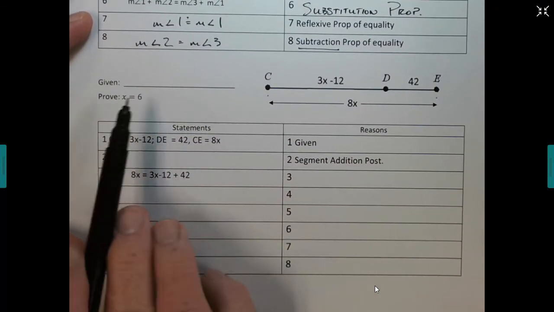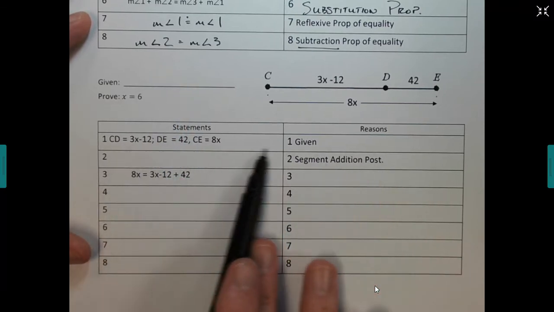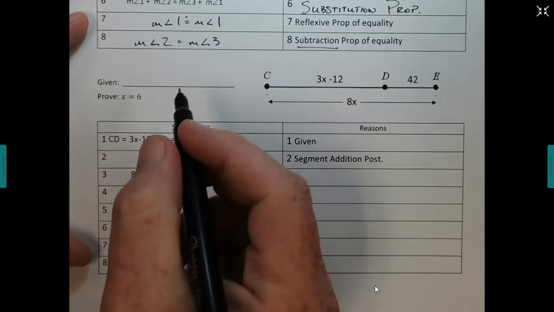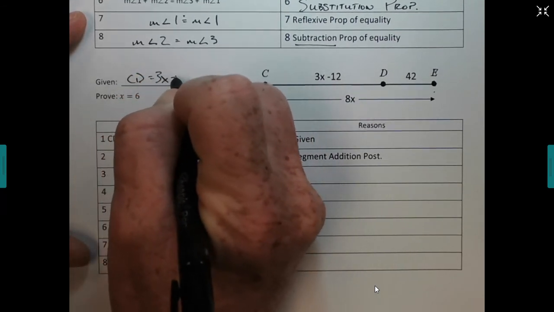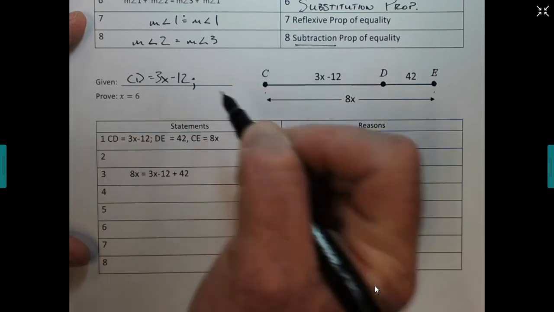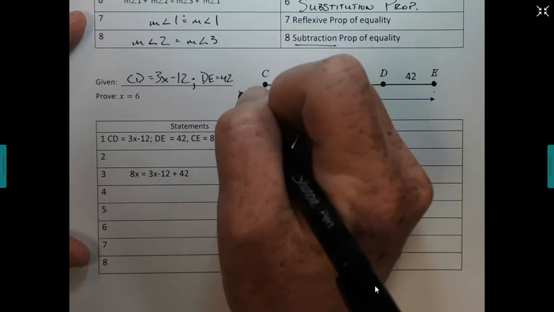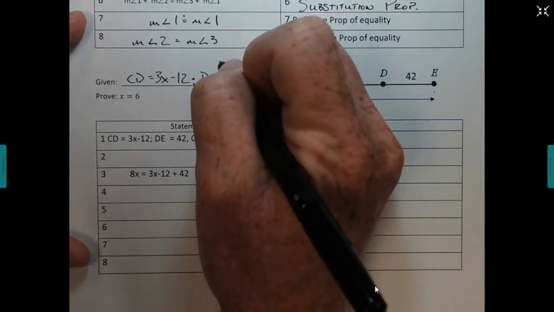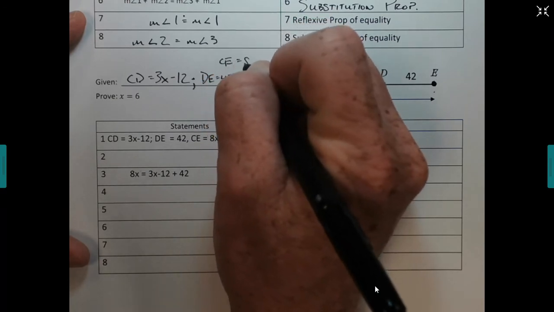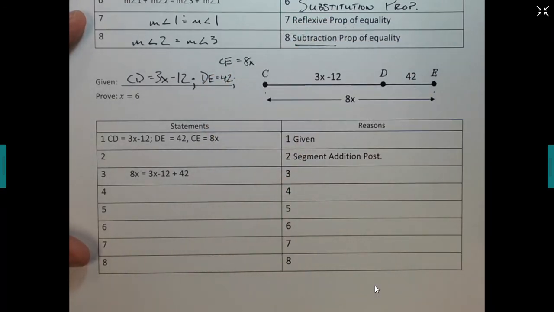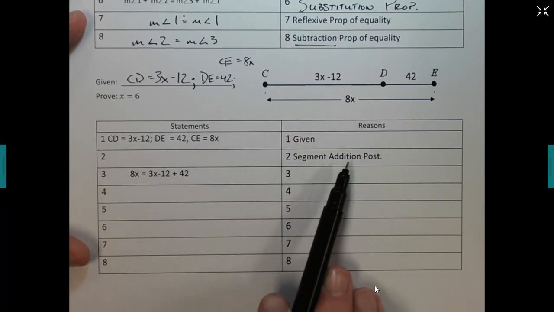All right, left a blank here for the given, just trying to see if you guys understand the structure. Well, here's our given right here. CD equals 3x minus 12. DE equals 42. And we got CE equals 8x. Well, step 2, we're going to be using the segment addition postulate.